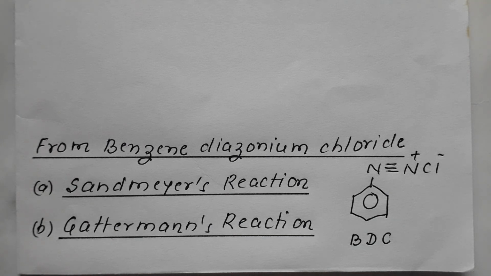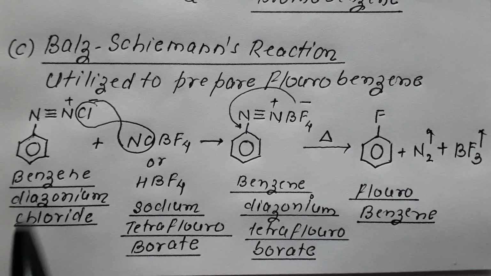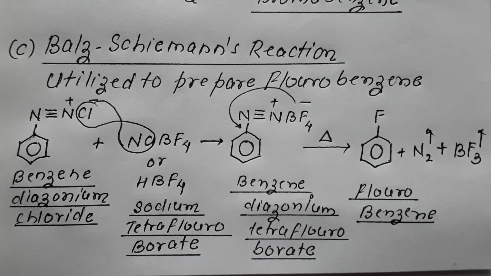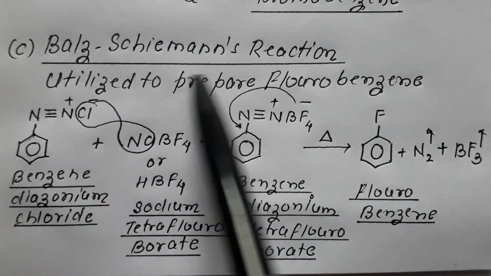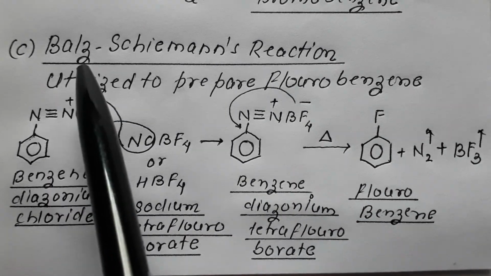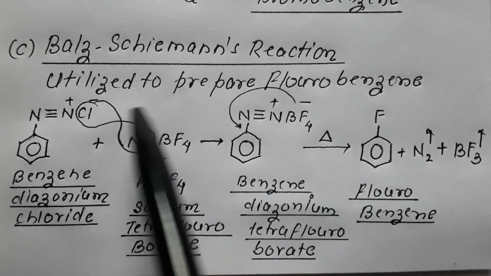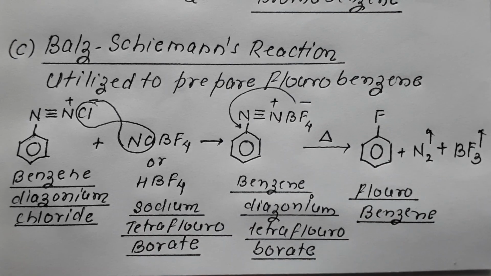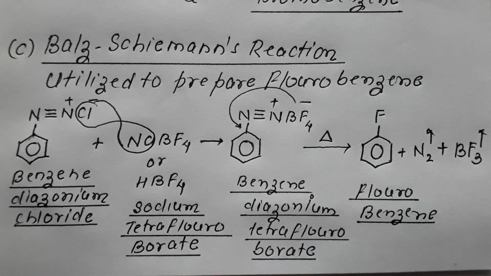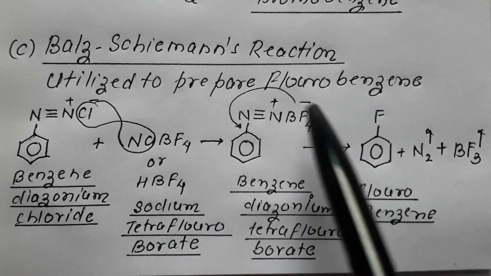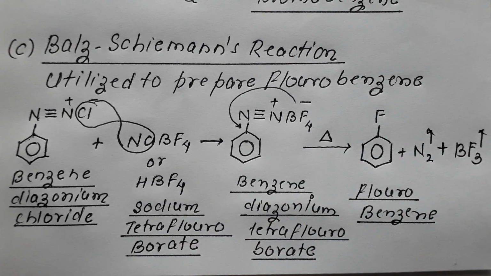So let us discuss this Balz-Schiemann reaction. This reaction is utilized to prepare fluorobenzene from benzene diazonium chloride. It is the method utilized to prepare fluorobenzene from benzene diazonium chloride.